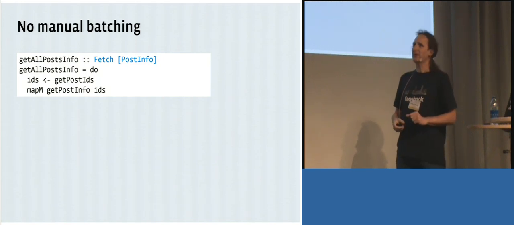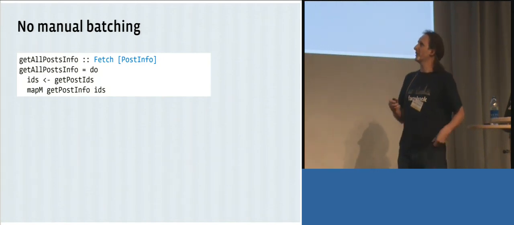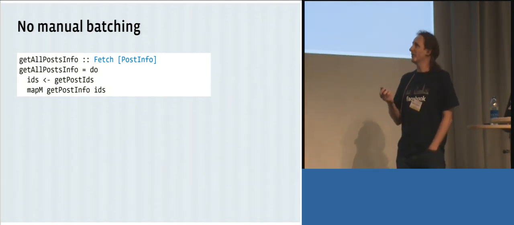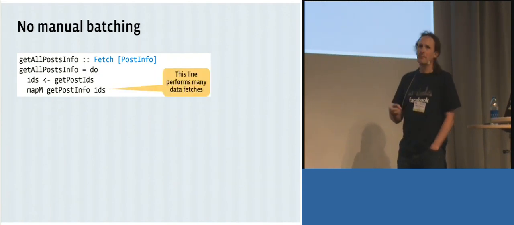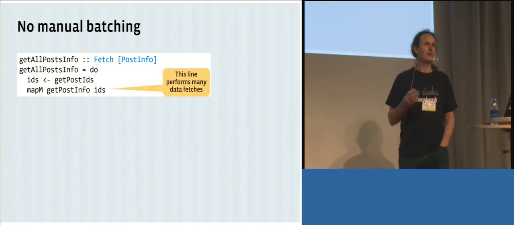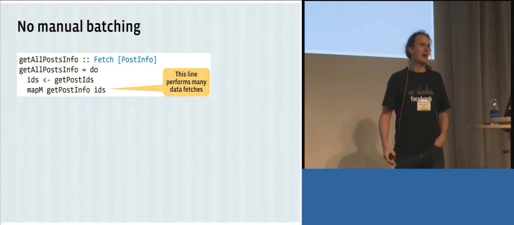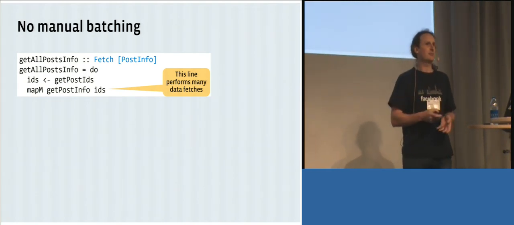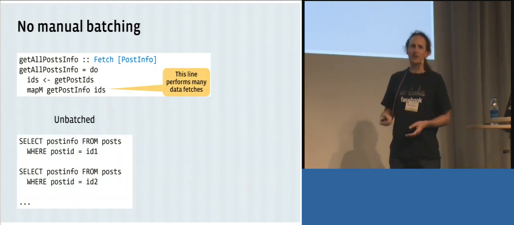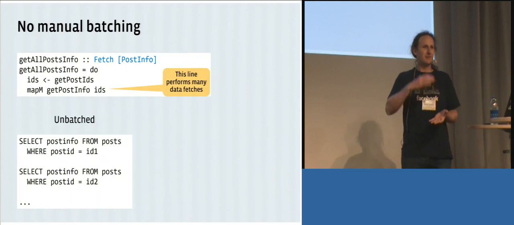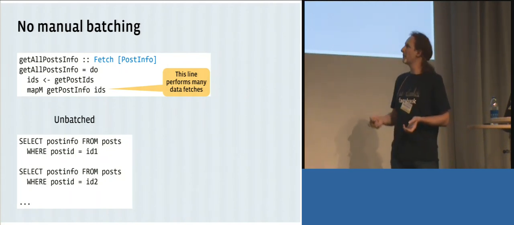So there's also no manual batching. Going back to this function I described earlier on, getAllPostInfo, look at the last line. It's mapping getPostInfo over a set of IDs. Naively, you might expect that's going to make multiple requests to the database. Without any batching, if our database is a SQL database, it might do select, select, select, select, select.